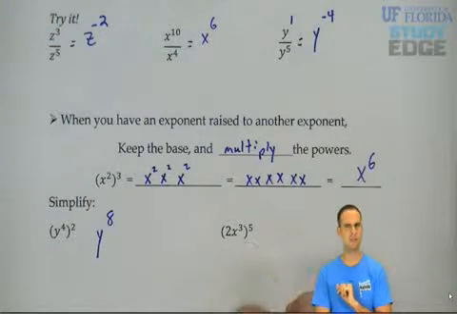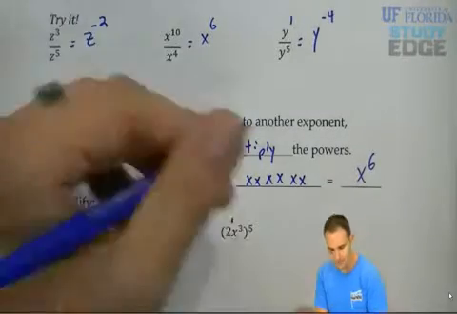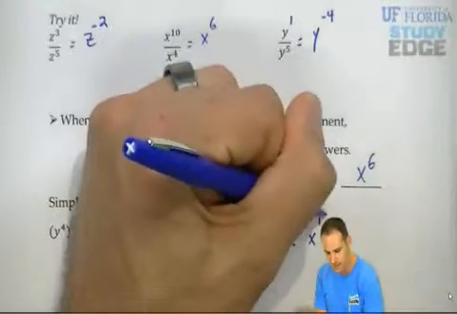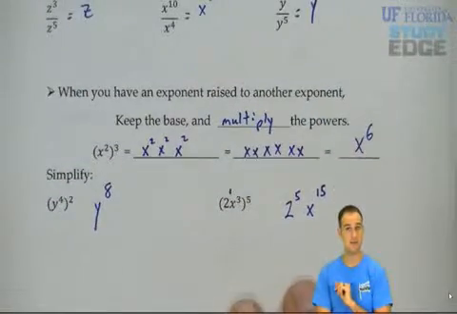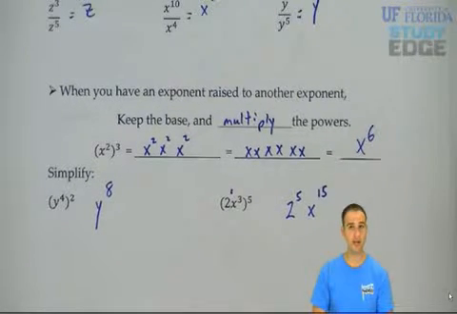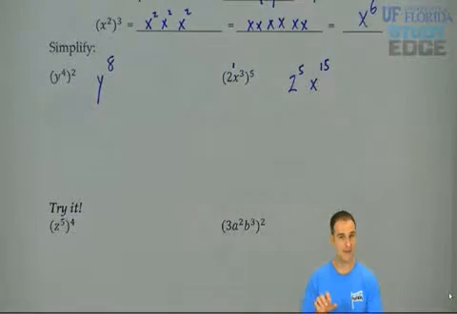Oof, 2x cubed to the 5th. Well, remember, 2 is raised to the 1st power. So 5 times 1 will give you 2 to the 5th. 5 times 3 will give you x to the 15th. So again, we're just multiplying the powers right now. Want to give it a try? One more time. Go ahead and pause now.